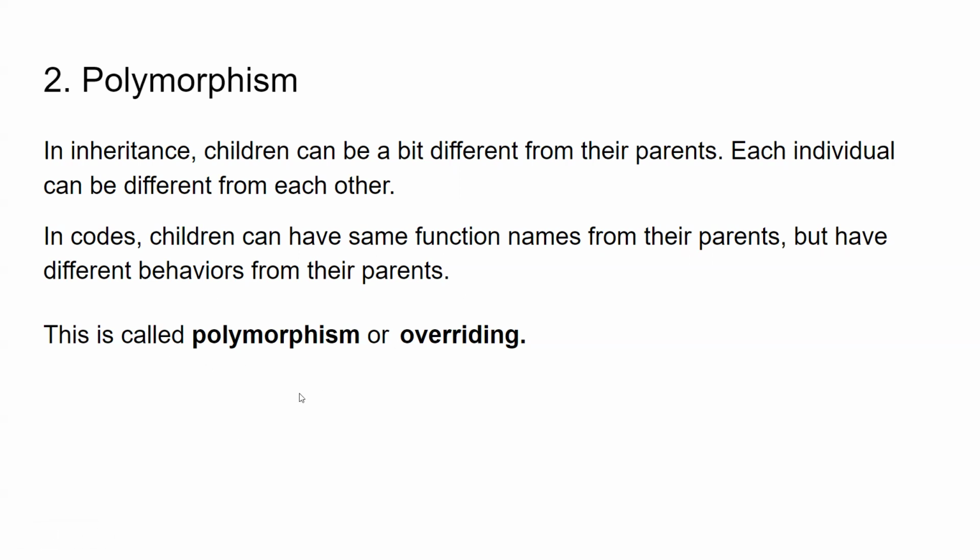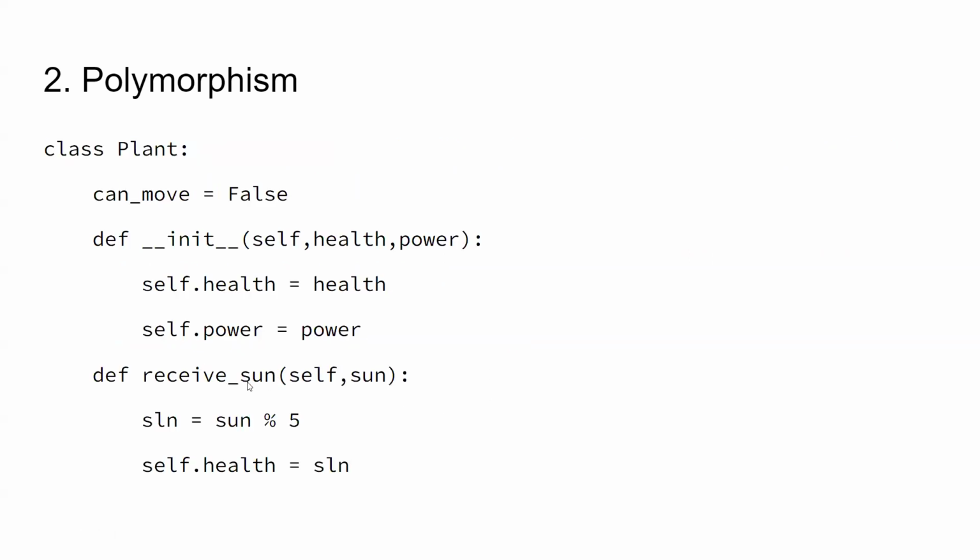Yeah, polymorphism. I guess it's specifically talking about this kind of feature in Python OOP. So yeah, back to the plant. Suppose I have an attribute can_move is false, and then I have the initial function, I have health, I have a power, and then I receive some sun. Remember in the plant game, when you receive some sun, you can make some more plants. Yeah. So suppose I have a kind of plant called potato.